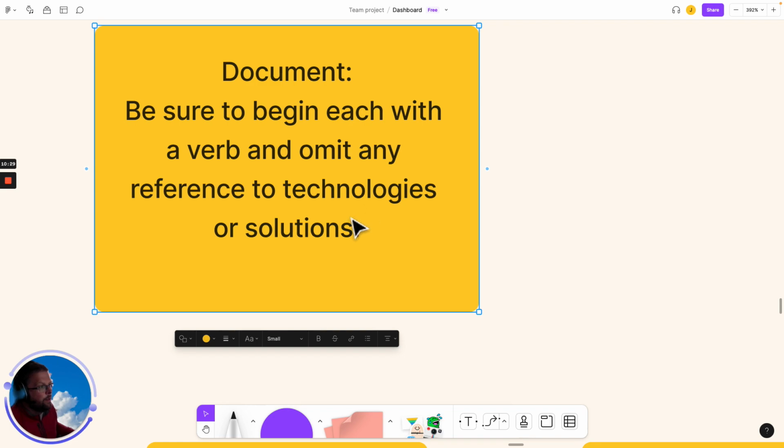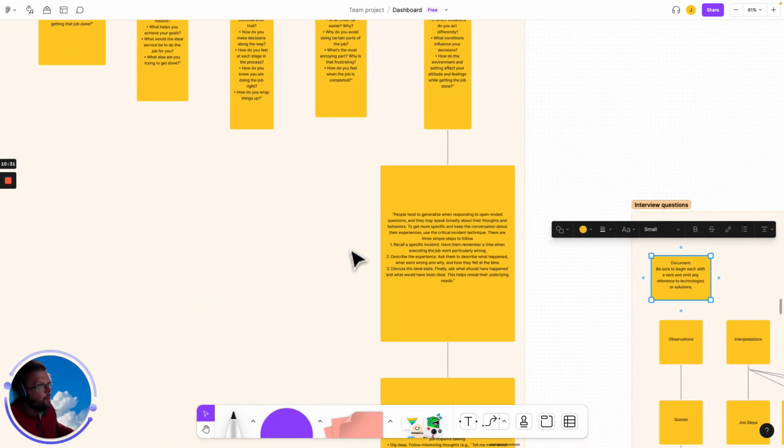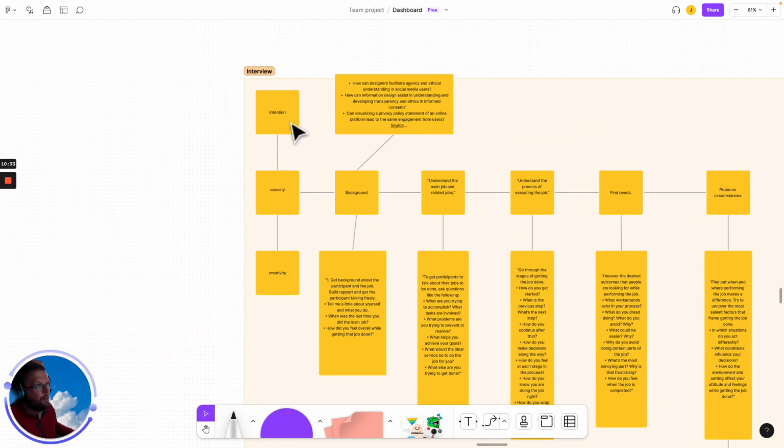So we're going to start our customer discovery call with a couple things that are really important: intention, curiosity, and creativity. We're going to establish background by asking questions about the person, and first, ask them about themselves. Then we're going to move into what is that main and related job? What is the emotional component that you experience? What is the process of executing that job, right? Find the needs and then probe on the circumstances.